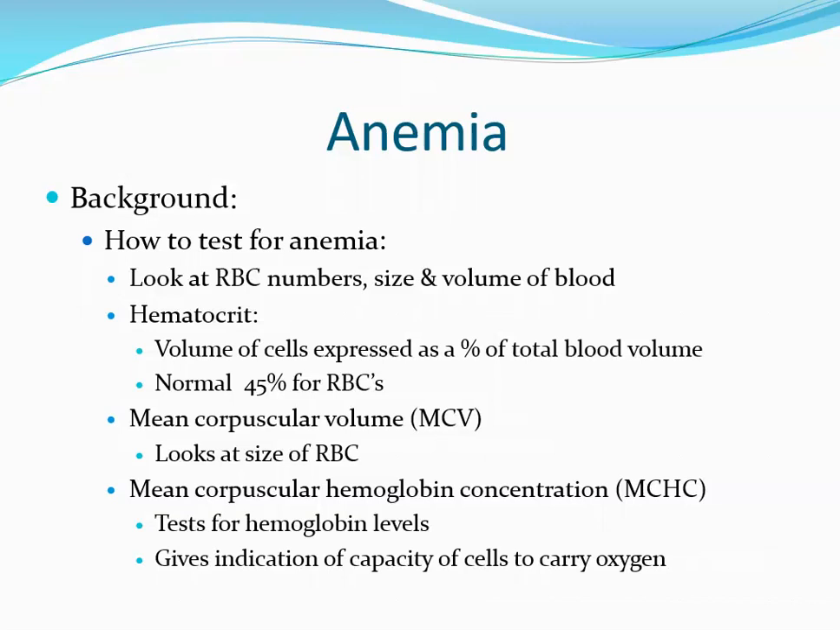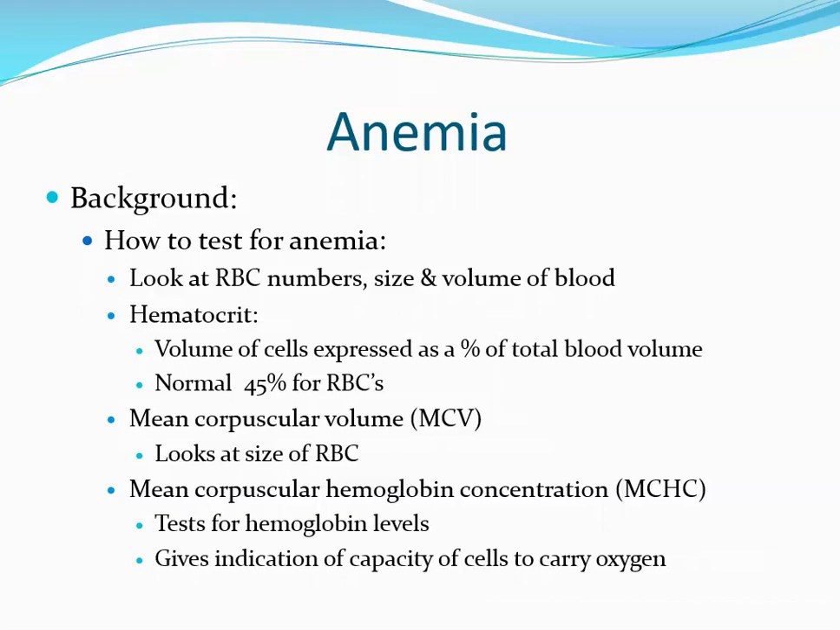What they do is they will take a sample of blood and spin it down. The red cells are the most abundant. They will settle out or pack down, and then you measure how much of the total volume is represented by packed red blood cells. Normal number for erythrocytes is right around 45%.